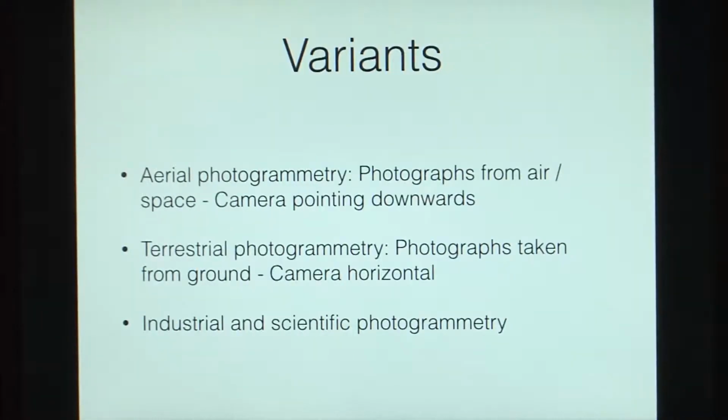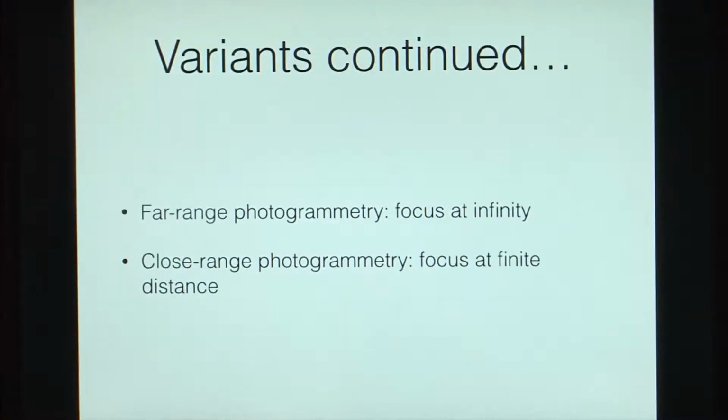Then we looked at variants of photogrammetry. These include aerial photogrammetry, terrestrial photogrammetry, and industrial and scientific photogrammetry, depending on where we are taking these pictures, whether we are taking it from the air, from the ground, or using it in an industrial or scientific fashion. Then we also looked at far range photogrammetry and close range photogrammetry. In far range photogrammetry, the focus is at infinity. In close range photogrammetry, the focus is at a finite distance.